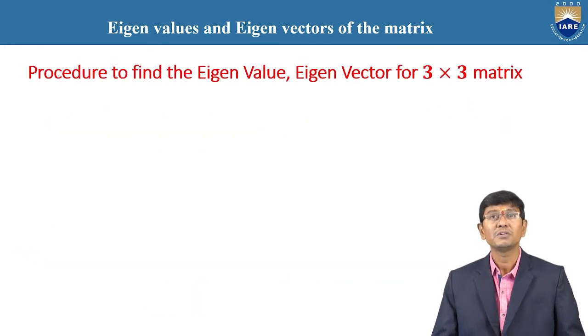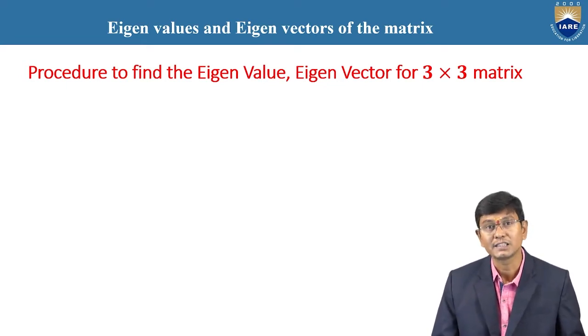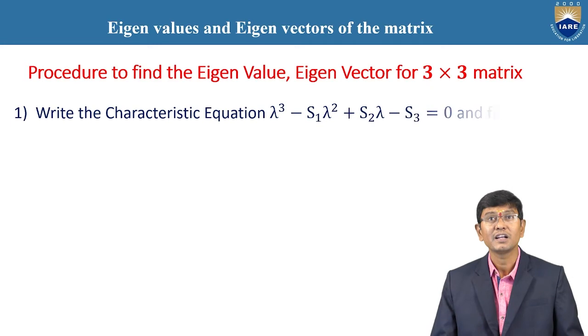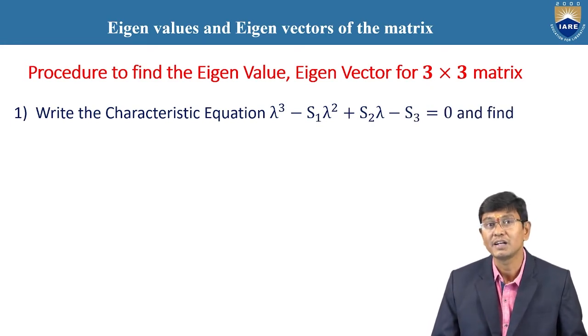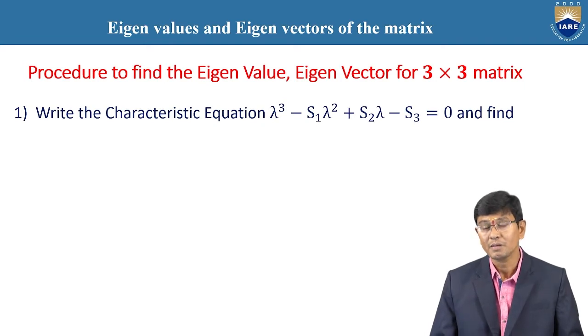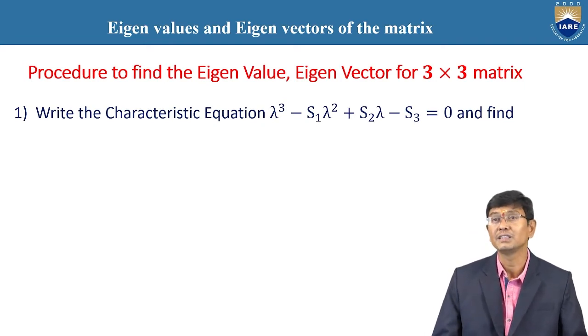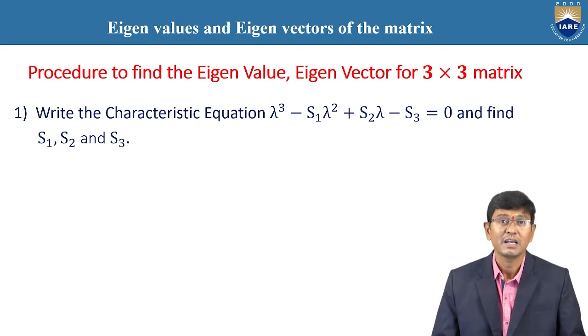Next, we discuss the procedure to find the eigenvalues and eigenvectors of the given 3x3 matrix. Consider the characteristic equation, the determinant of A minus lambda I equal to 0. By solving that equation, for a third-order matrix we obtain a third-order polynomial equation of the form lambda cube minus S1 lambda square plus S2 lambda minus S3 equal to 0, and we find the values S1, S2, S3.